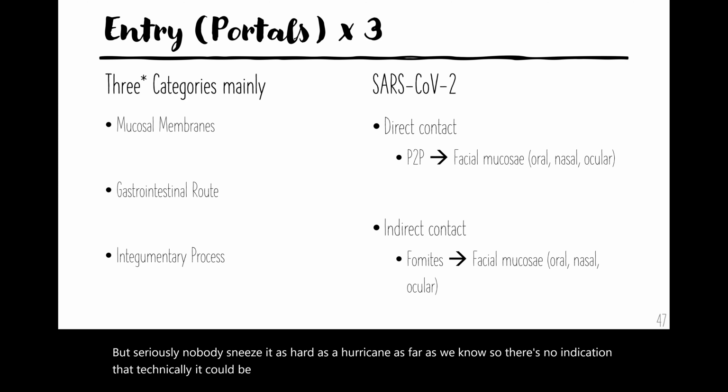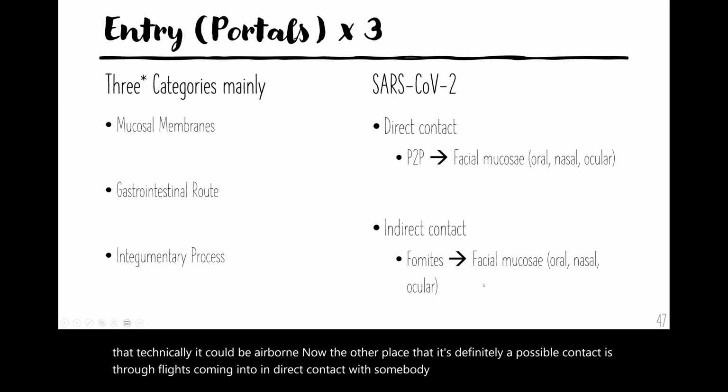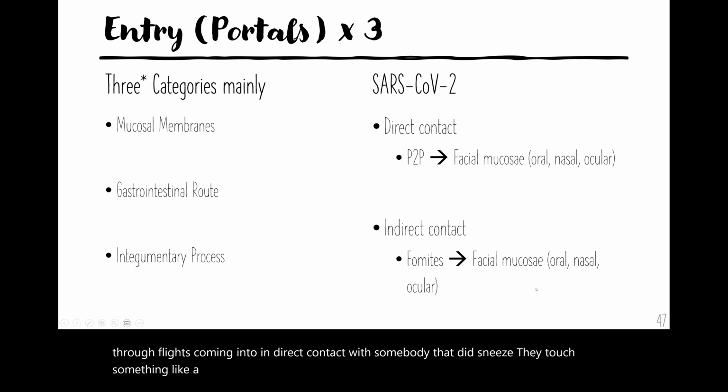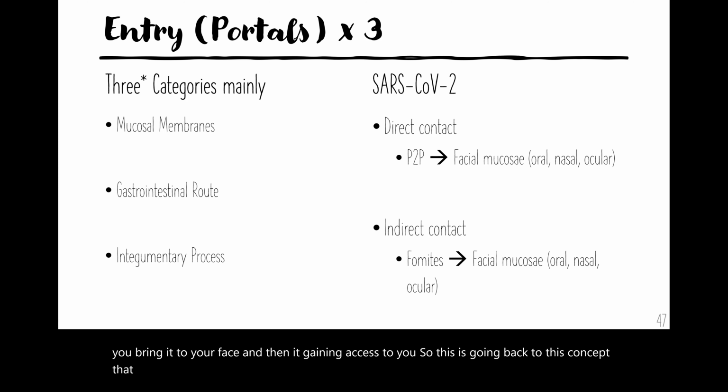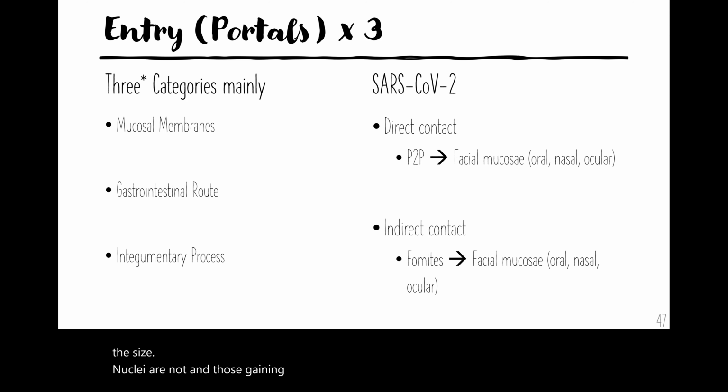Now, the other place where there's definitely a possible contact is through fomites, coming into indirect contact with somebody that did sneeze, did touch something like a surface, handrails, kitchen counters, door handles, that kind of thing, and then you bringing it to your face, and it gaining access to you. So this is going back to the concept we talked about before, respiratory droplets, depending on the size, whether they're nuclei or not, and those viruses gaining access and lasting there.